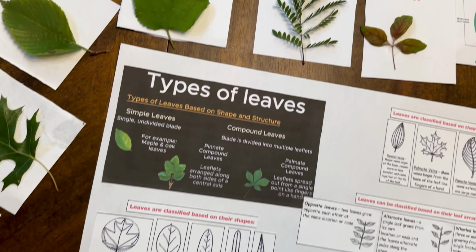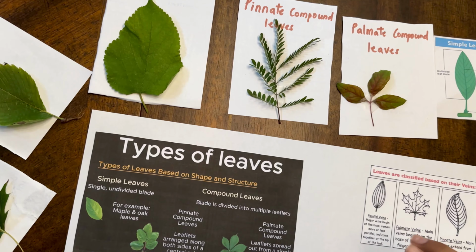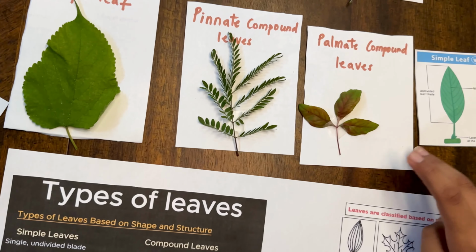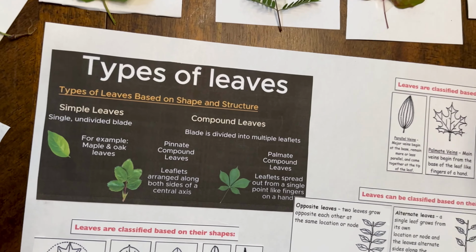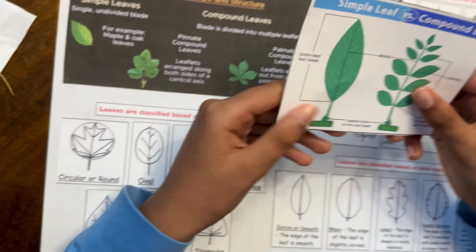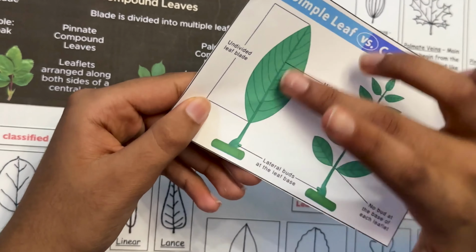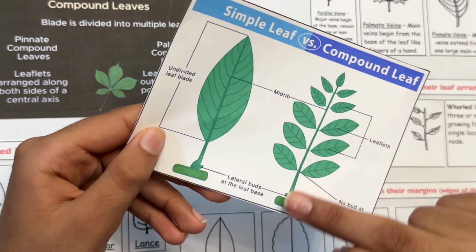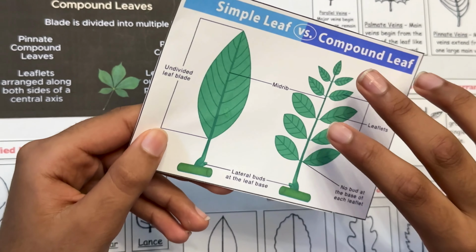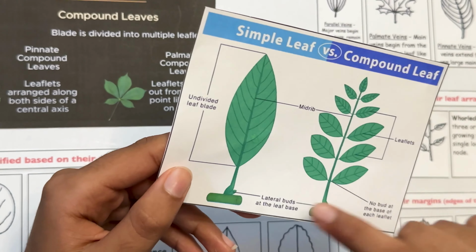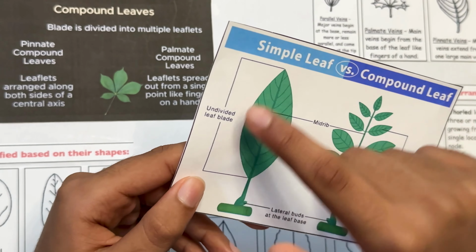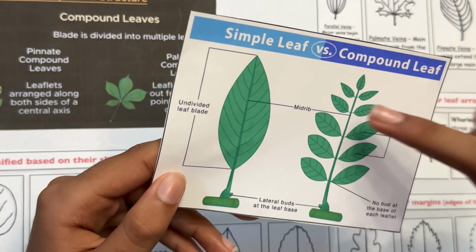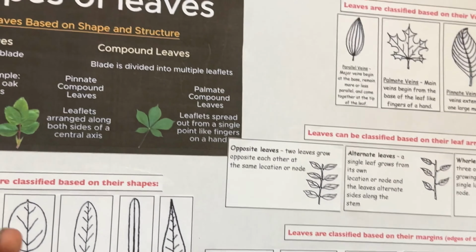However, we have compound leaves, and there are two different types of compound leaves. We have pinnate compound leaves, as seen over here, and palmate compound leaves, as seen over here. When comparing the simple and compound leaves, the simple leaf has a midrib, but for compound leaves, there's one miniature stem that connects to the main stem. This miniature stem supports multiple different leaflets. Unlike the undivided leaf blade, where the entire thing is full, a compound leaf has a divided leaf blade.